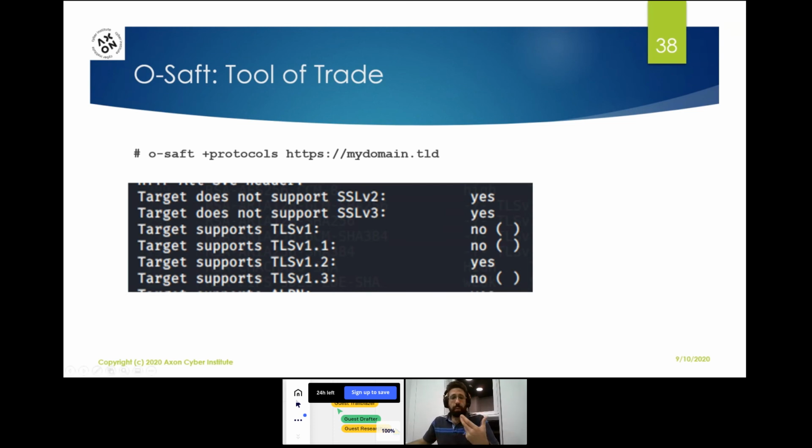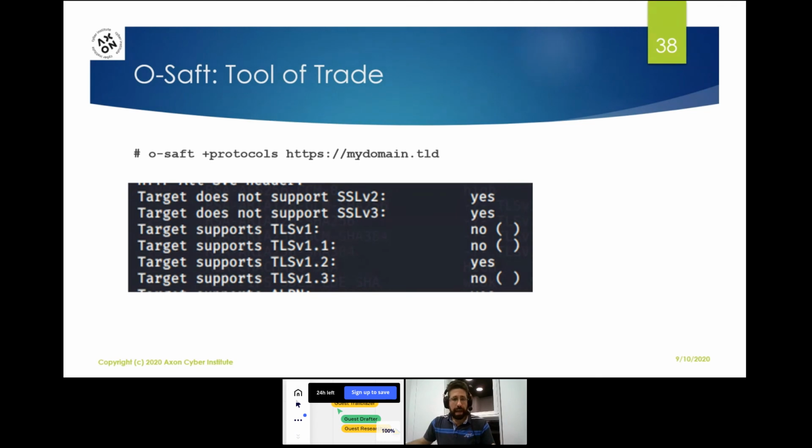Here I'm running it. The way you can run this tool is you specify the name, O-Saft, and then you give it the command. There are different built-in commands. One common command is protocols. Each command must be prefixed with the plus sign. So plus protocols means check the SSL protocols of the domain HTTPS mydomain.tld.